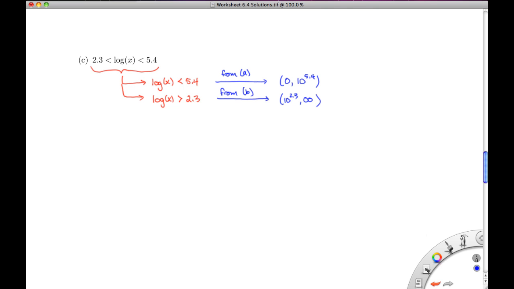Now with these triple inequalities, what we're looking for is if there's an overlap here. We want that intersection. So in this case, we want the intersection of these two intervals. And I think this will be more clear once we put this on the real number line. So with intervals, essentially, we're looking for the overlap.